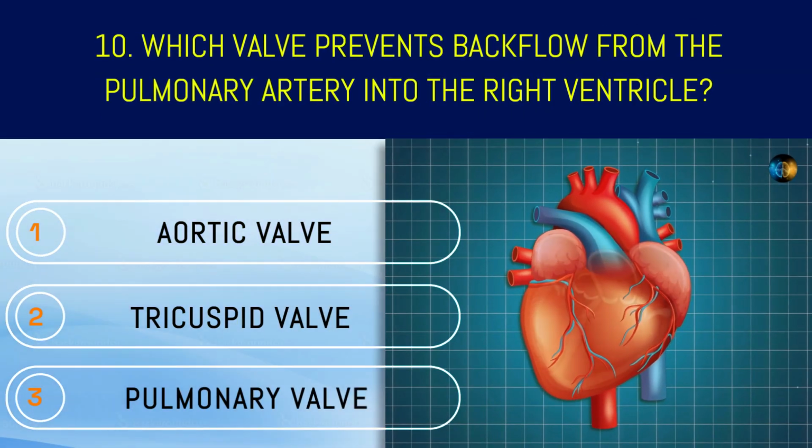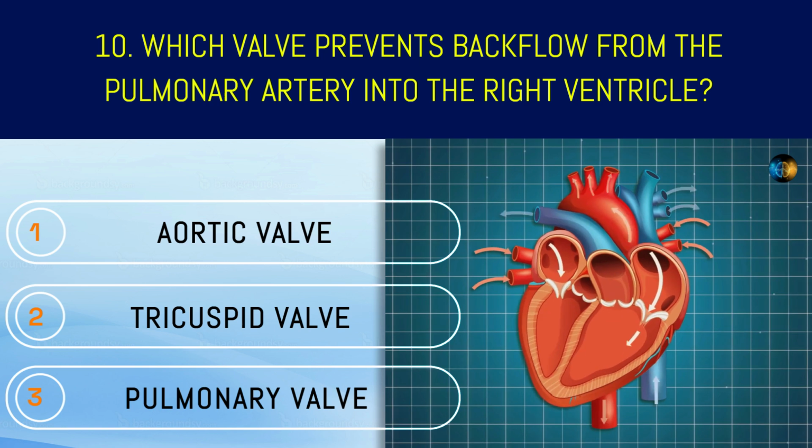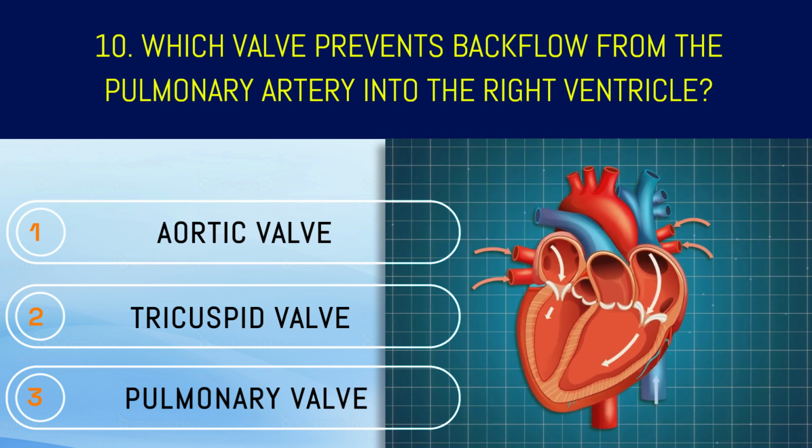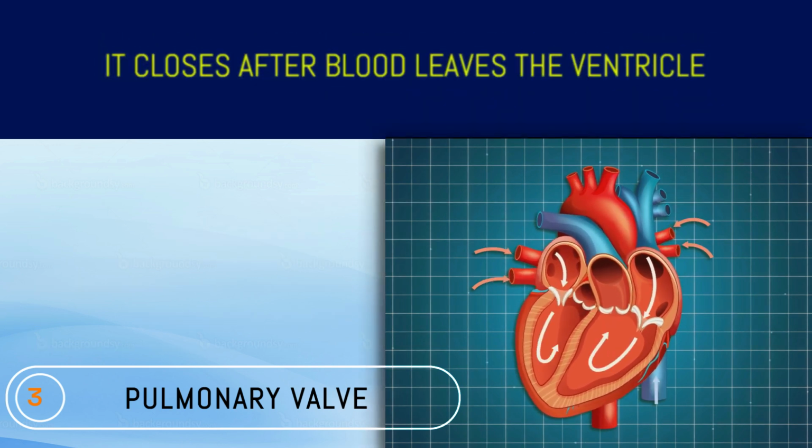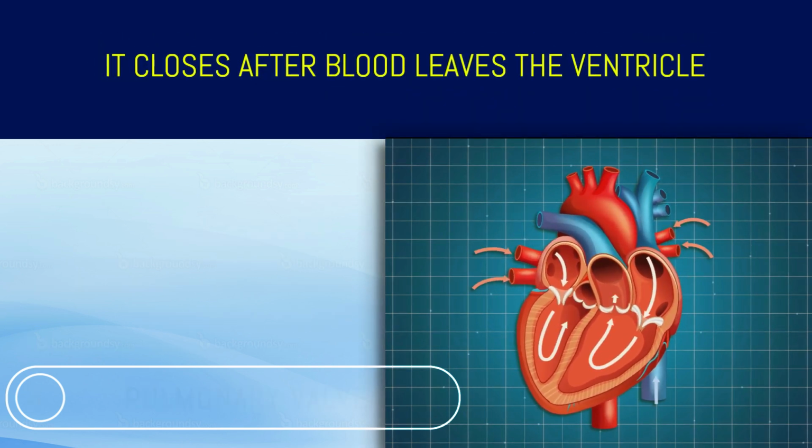Which valve prevents backflow from the pulmonary artery into the right ventricle? Aortic valve, tricuspid valve, or pulmonary valve? Pulmonary valve. It closes after blood leaves the ventricle.